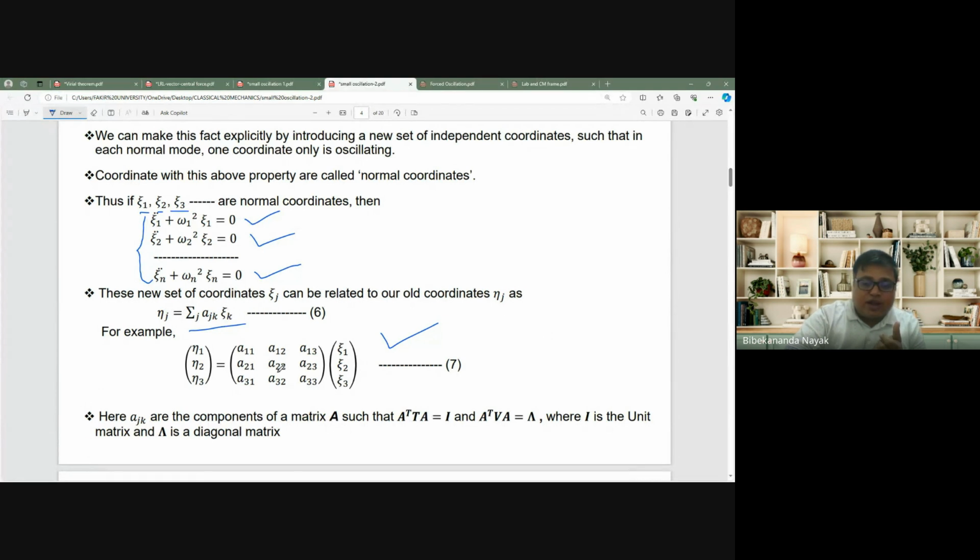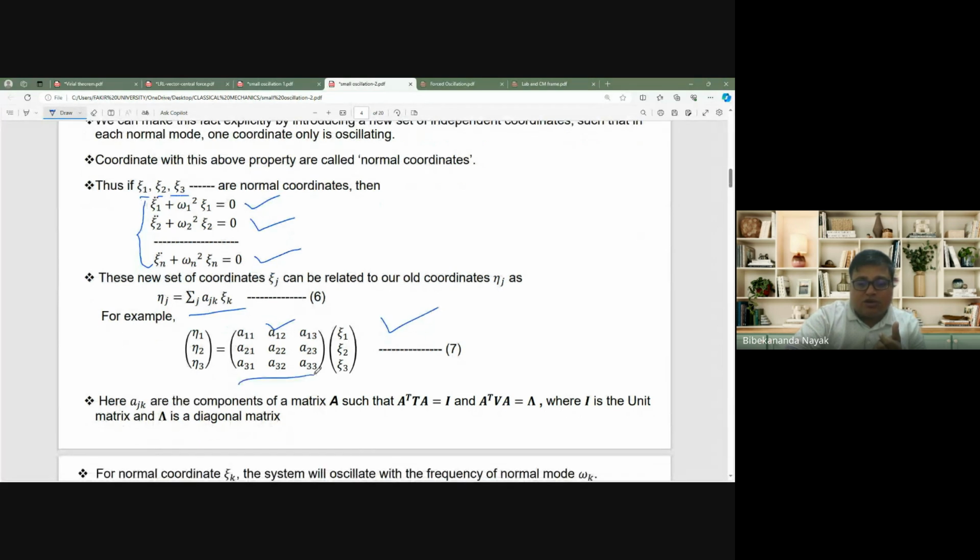Next, the aim is to find this matrix, or components a11, a12. If we know this exactly, then from eta 1 we can construct J1. The matrix called capital A obeys two relations: A transpose T A is equal to I, where T is the kinetic energy matrix, which is the identity matrix, and A transpose V A is lambda, which is a diagonal matrix. Particularly we use this one to get the exact result, A transpose T A equal to the identity matrix.